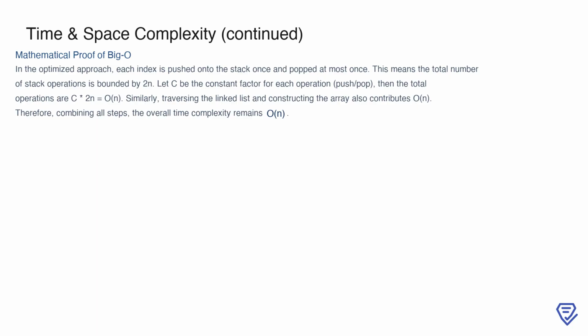Additionally, traversing the linked list to construct the array is another O(n) operation. When we combine all these steps, the traversal, the array construction, and the stack processing, the total time complexity remains O(n), confirming the efficiency of this approach.